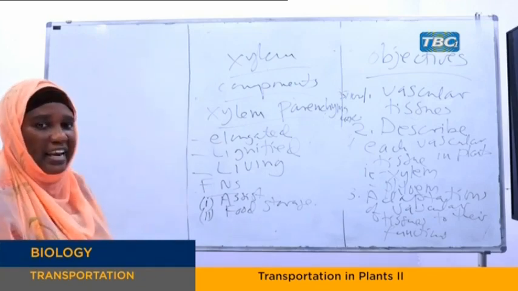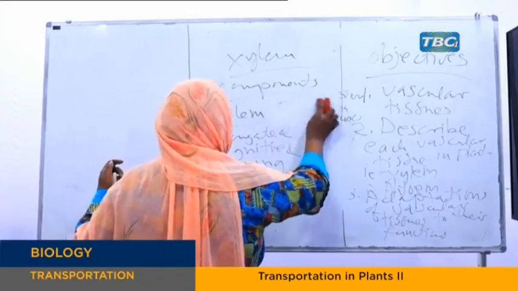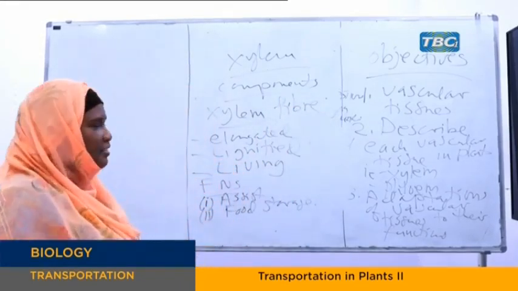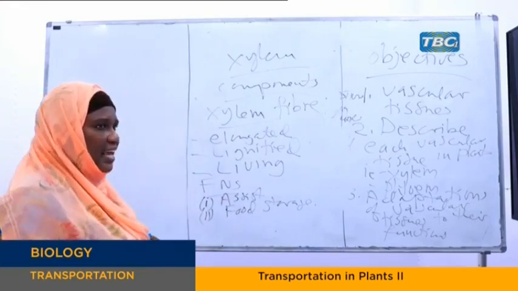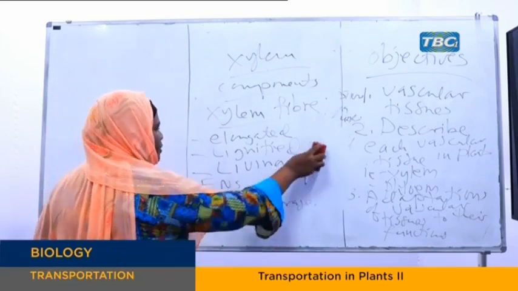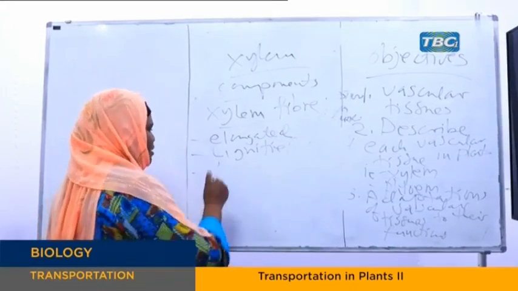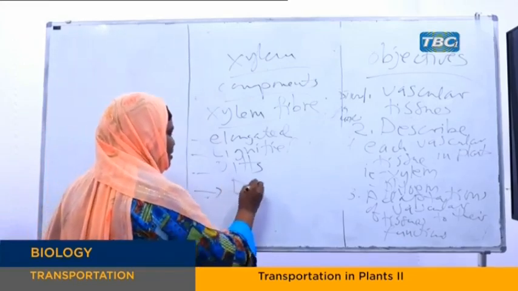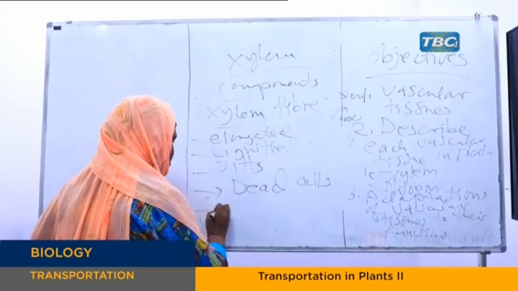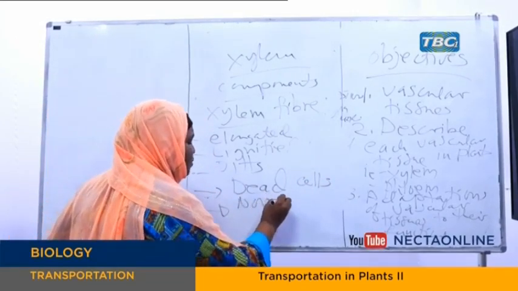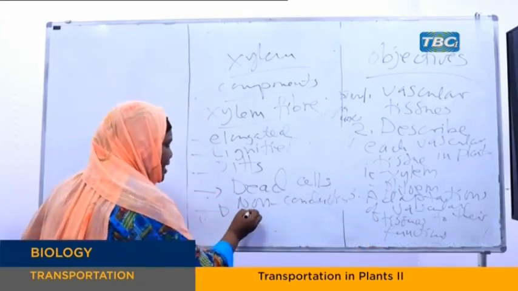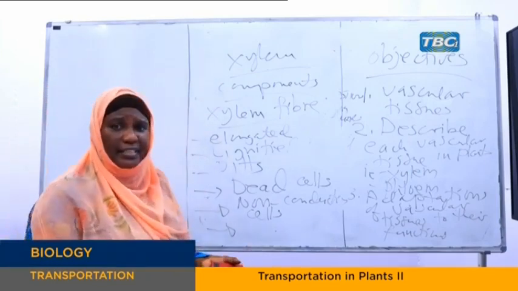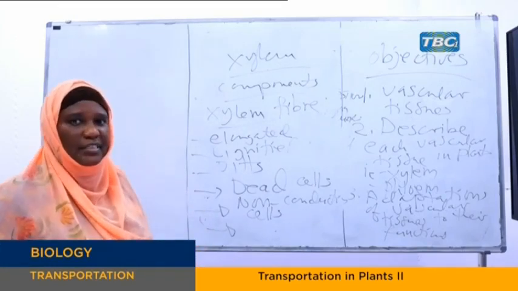From there, we go to the last component. The last component is xylem fiber. Xylem fiber, these ones are slender. They are slender, also they are long. They are also lignified. They have pits. But these cells are dead. They are dead cells. They are non-conducting cells. They are involved in making support, making the system strong, so it provides support.